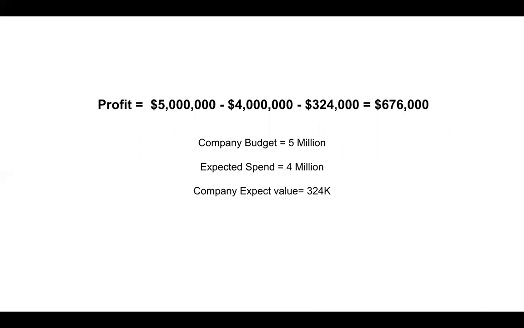All right, so the profit we came up with was $676,000. The company budget we set at $5 million. The expected spent was $4 million. The company expected value came out at $324,000. So minusing all that, that was our profit. Next slide.